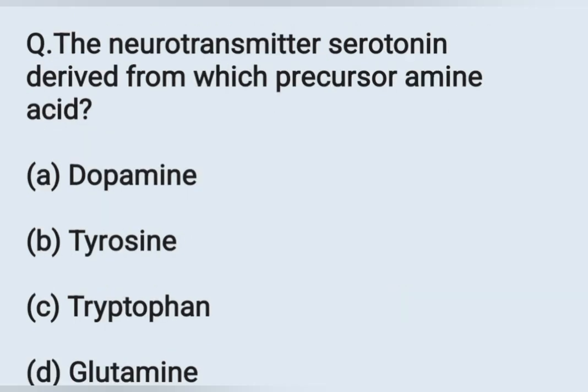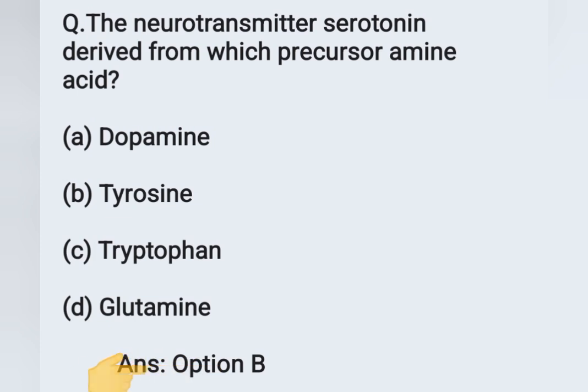And the next question is, the neurotransmitter serotonin is derived from which precursor amino acid? Option A, dopamine. Option B, tyrosine. Option C, tryptophan. Option D, glutamine. Serotonin is derived from tyrosine. Option B is the correct answer. Tyrosine is the precursor amino acid for serotonin.